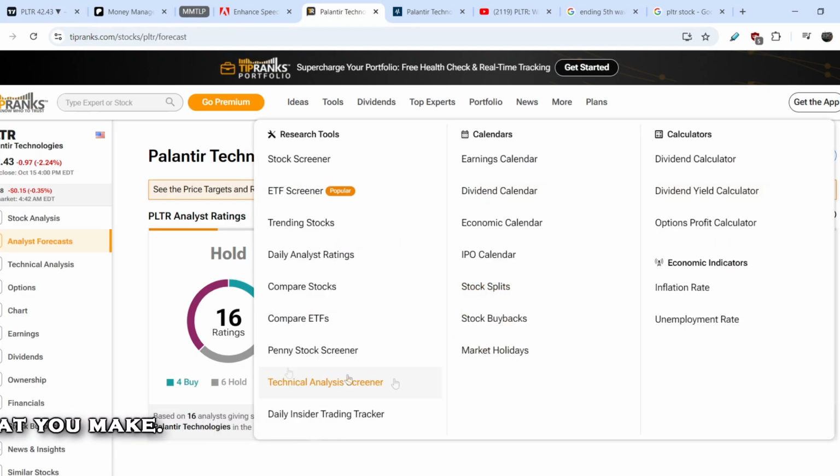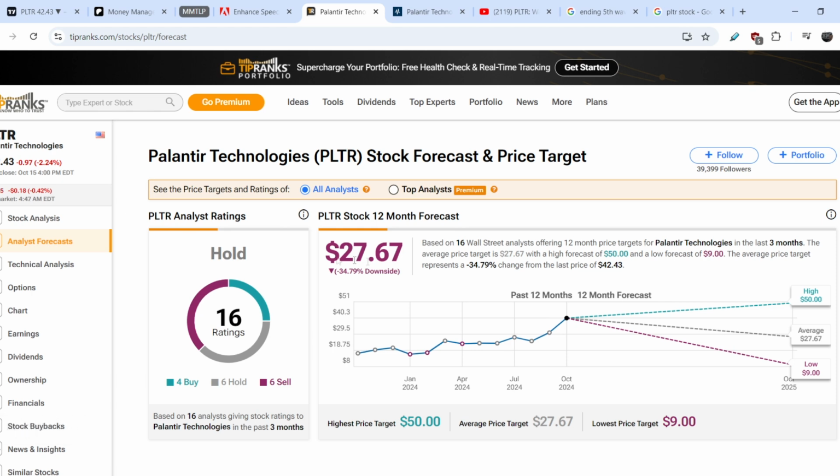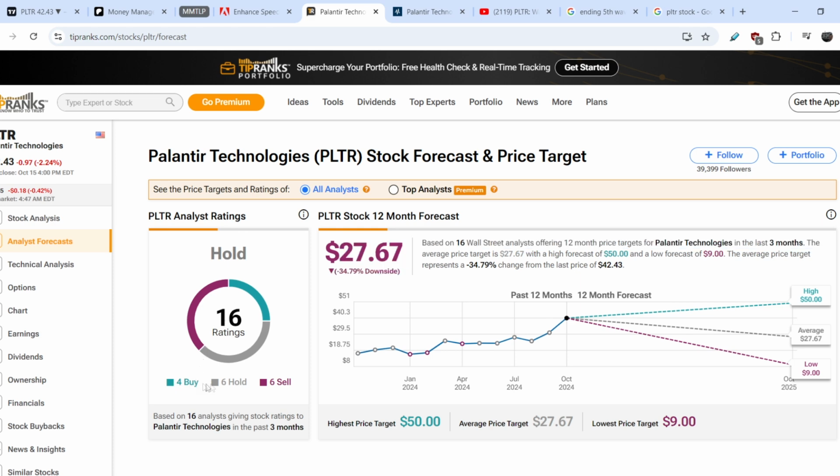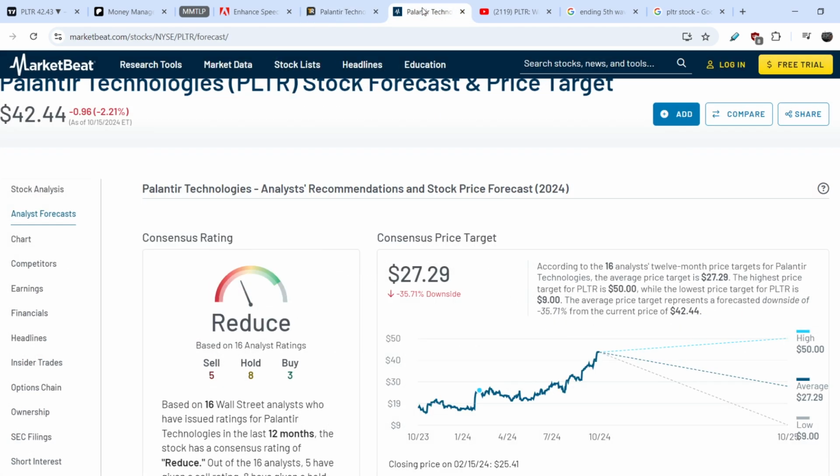First of all, I want to pay attention to the consensus analyst price target again, and it is at $27.67 according to TipRanks, and it implies almost 35% of downside potential. As you can see, among 16 analysts, 4 suggest to buy, 6 to hold, and 6 to sell. And that is why you have to be cautious with your long position.